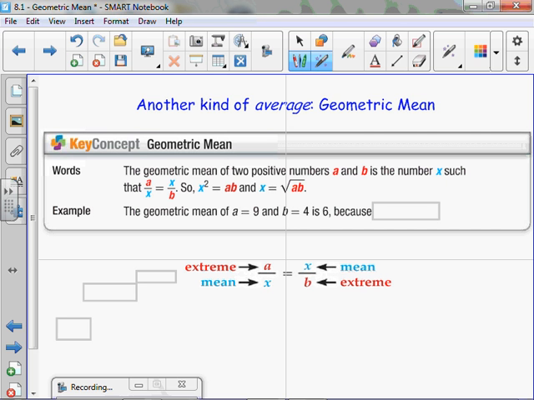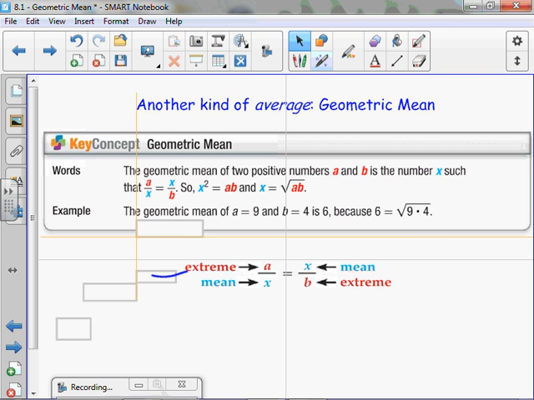Square root of 36. Exactly right. It's equal to 6 because you take the two numbers, you multiply them together, 9 times 4, and then you take the square root. Just that simple. Okay, you now know a new way to do average.